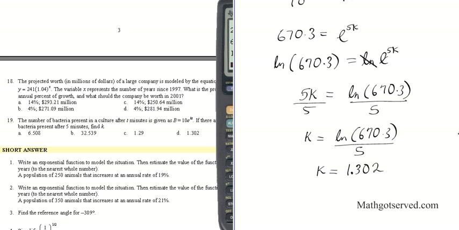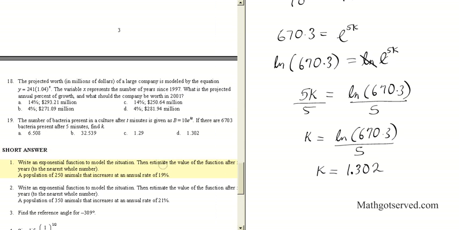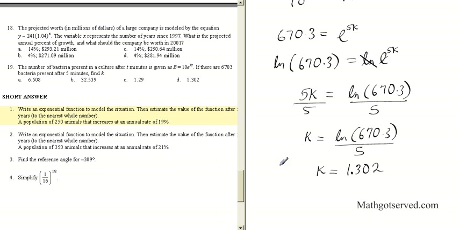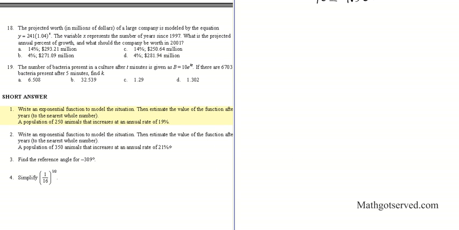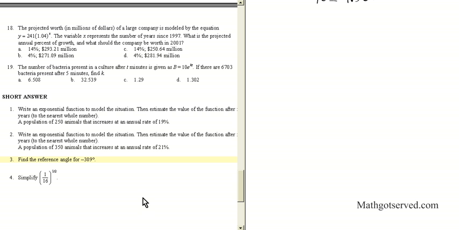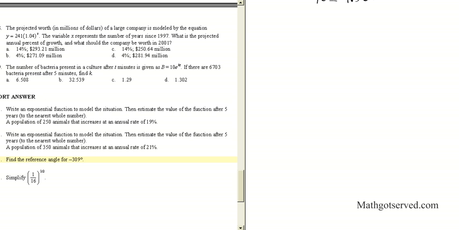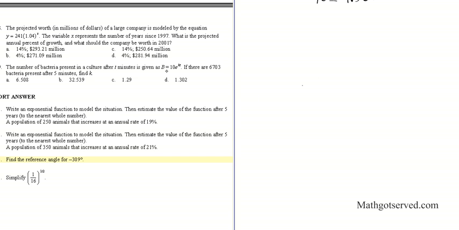All right, now that's that. Now let's move on to the short answer. Question number 1. It says write an exponential model to estimate the value of a function after 5 years, a population of 250 animals that increase at an annual rate of 19%. So we have an annual rate, so that tells you it's discrete, and it's growing, so it's discrete growth. So we're going to use the formula. This is for short answer.